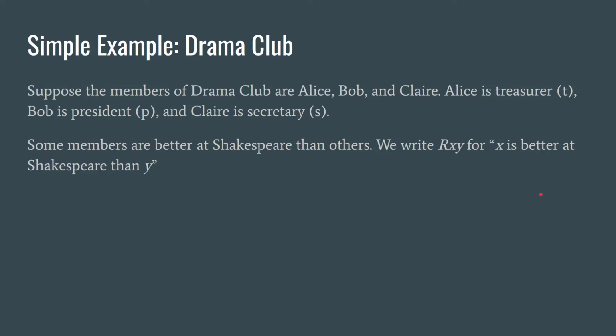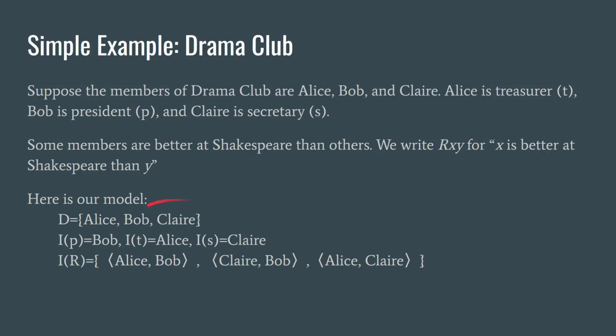Here's a final simple example. Suppose the members of Drama Club are Alice, Bob, and Claire. Alice is the treasurer, Bob is the president, and Claire is the secretary. So our language contains, again, these three terms, and our language is going to contain a two-place predicate letter RXY for X is better at Shakespeare than Y.